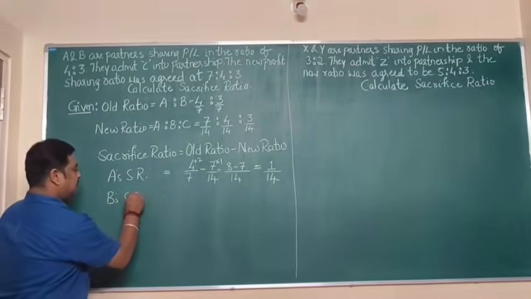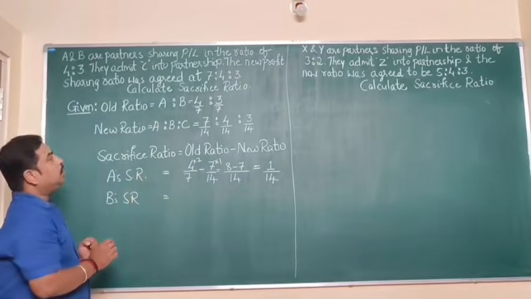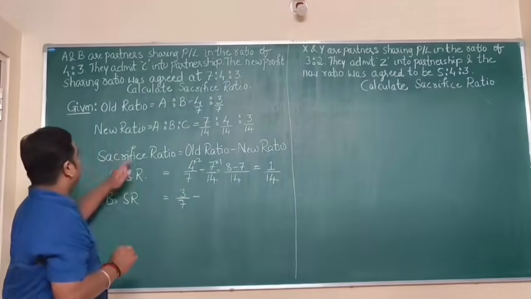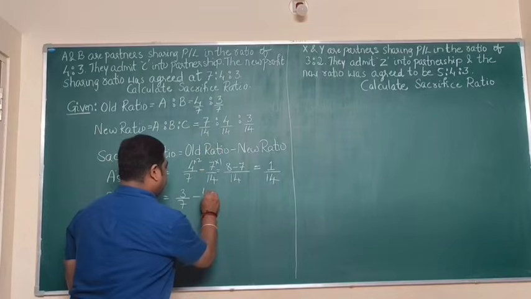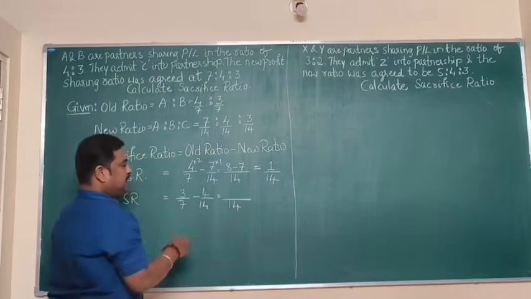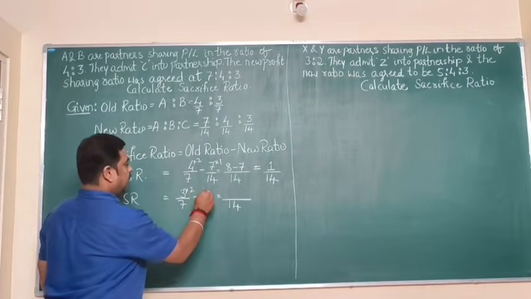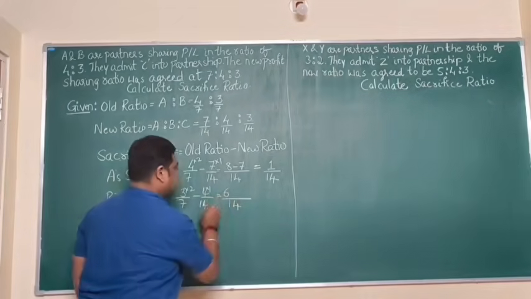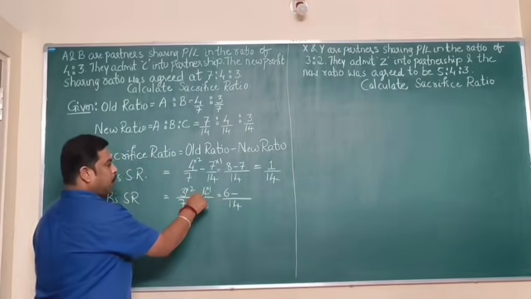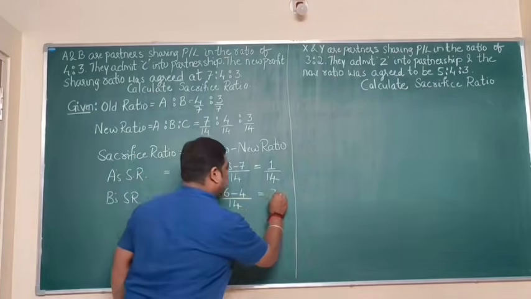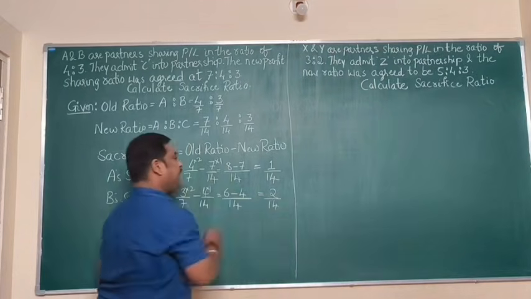Similarly, B's sacrifice ratio is equal to old ratio 3/7 minus new ratio 4/14. Once again, 14 is the LCM. 7 2s are 14, 14 1s are 14. 3 2s are 6 minus 4 1s are 4. So 6 minus 4, it is 2/14.